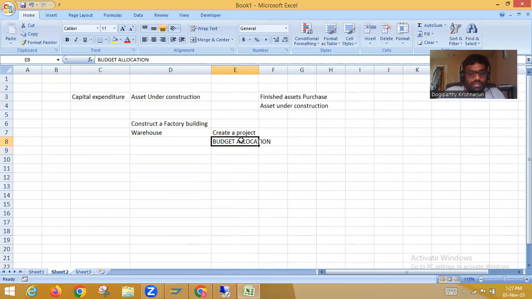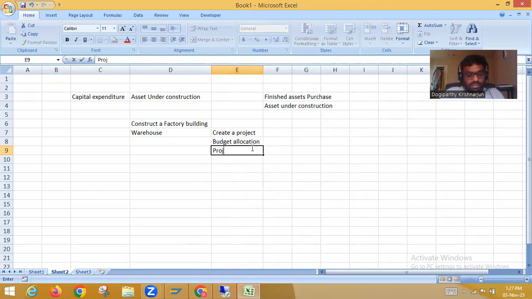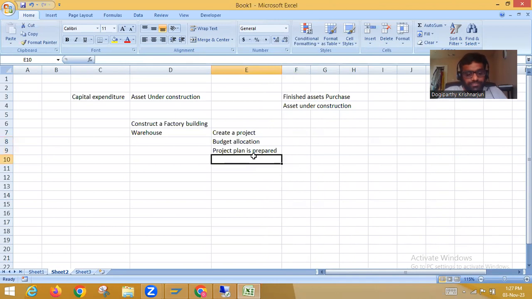And once the budget is allocated, a project plan is prepared on various stages of how the company wanted to take up this construction of this warehouse or a factory building as such. And then the company, from the allocated budget that it received, will keep on spending the money for the project of building a warehouse or building a factory building.